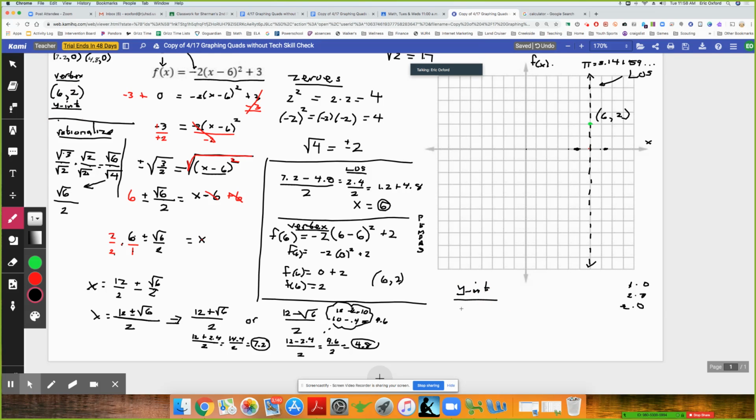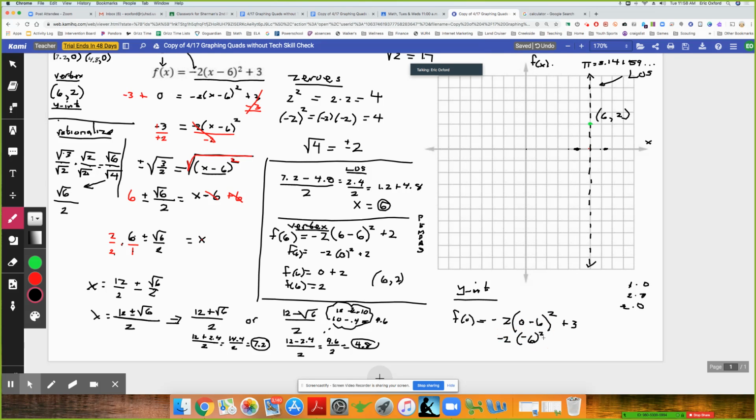So in this case, it's going to be not f of x, but f of 0, equals, and whenever you see an x, you plug in 0. So this is 0 minus 6 squared plus 3, and then you just do the math. What is 0 minus 6? Nope, 0 minus 6 is negative 6.